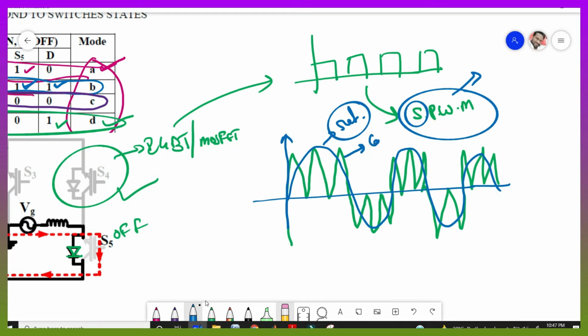This is a carrier wave. Okay, we can call it a reference wave, and this triangular wave we can name as a carrier wave. So to turn on and turn off the switches, now we can give the conditions. Whenever the reference wave is greater than the carrier wave, the switch is on. If our reference wave is less than the carrier wave, then we need to turn off the switches. Like this, we can give the conditions to our waveform.